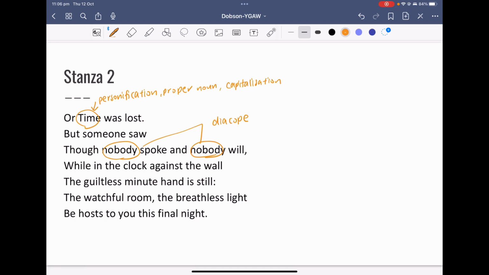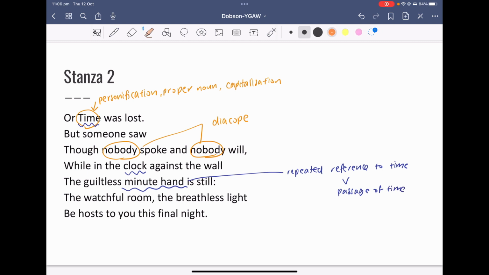The watchful room, the breathless light behoves to you this final night. So there is this idea of time being repeated: clock, guiltless minute hand. So you can make note of the repeated reference to time, or the idea of perhaps the passage of time. And you could also make note of the guiltless minute hand, right? So guiltless, the diction. You need to make note of how the minute hand, or time, is guiltless.